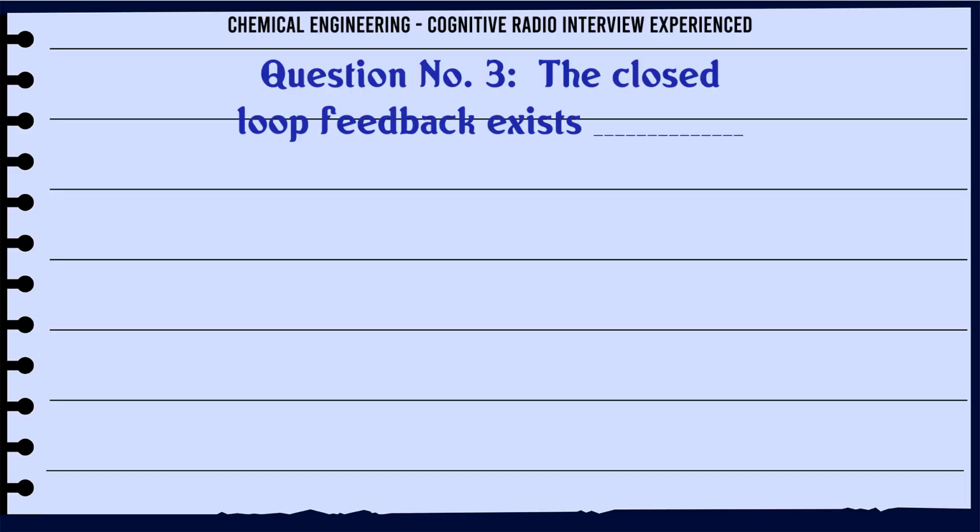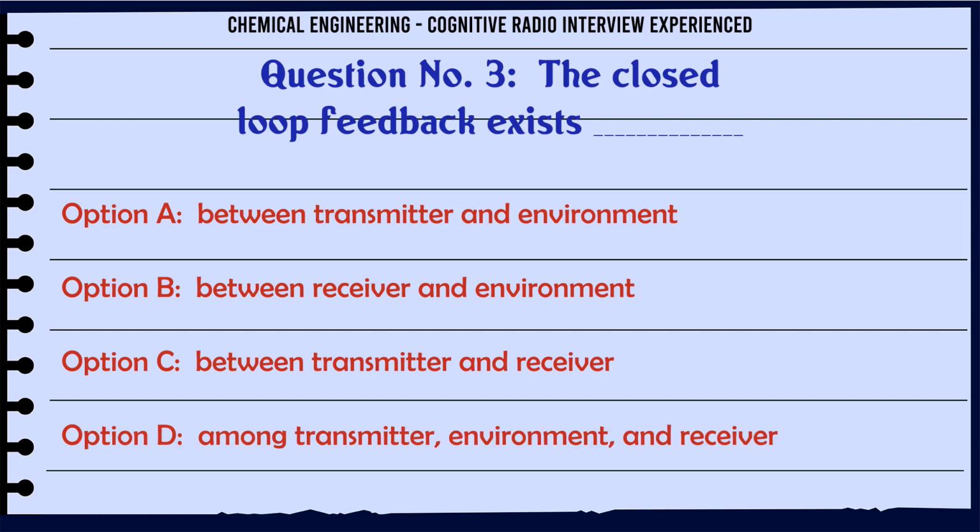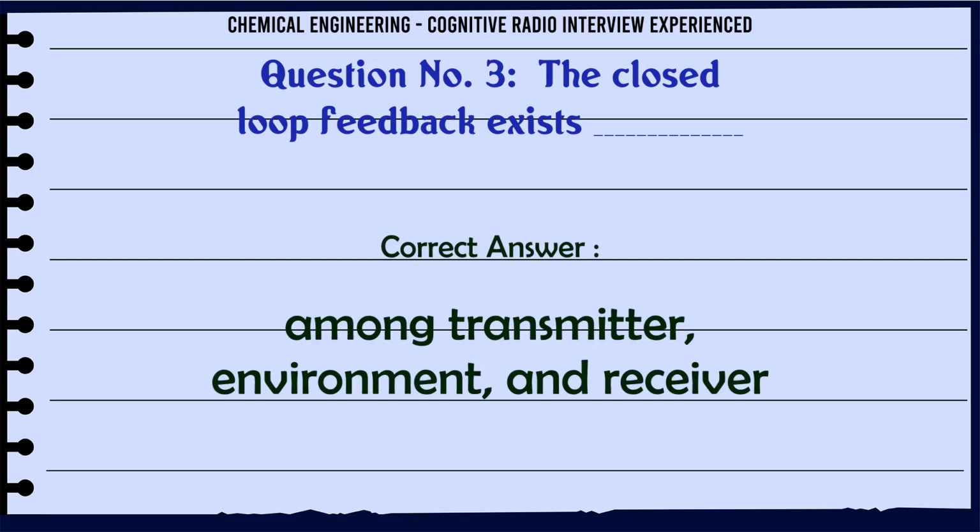The closed loop feedback exists. A. Between transmitter and environment. B. Between receiver and environment. C. Between transmitter and receiver. D. Among transmitter, environment and receiver. The correct answer is among transmitter, environment and receiver.